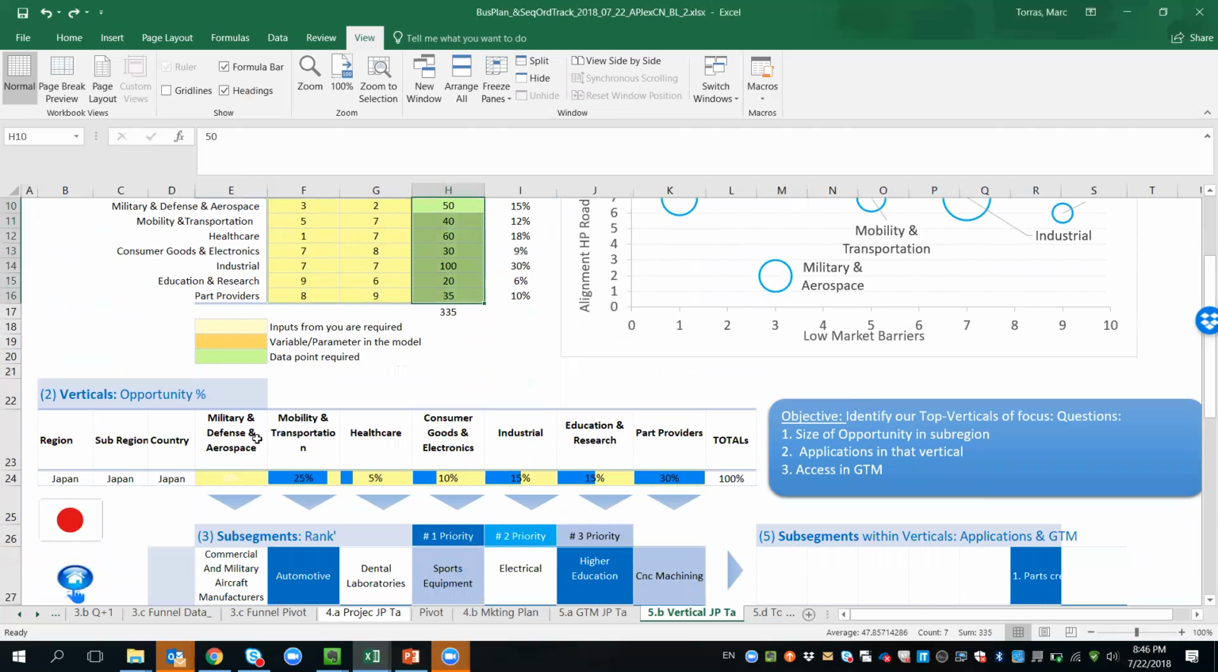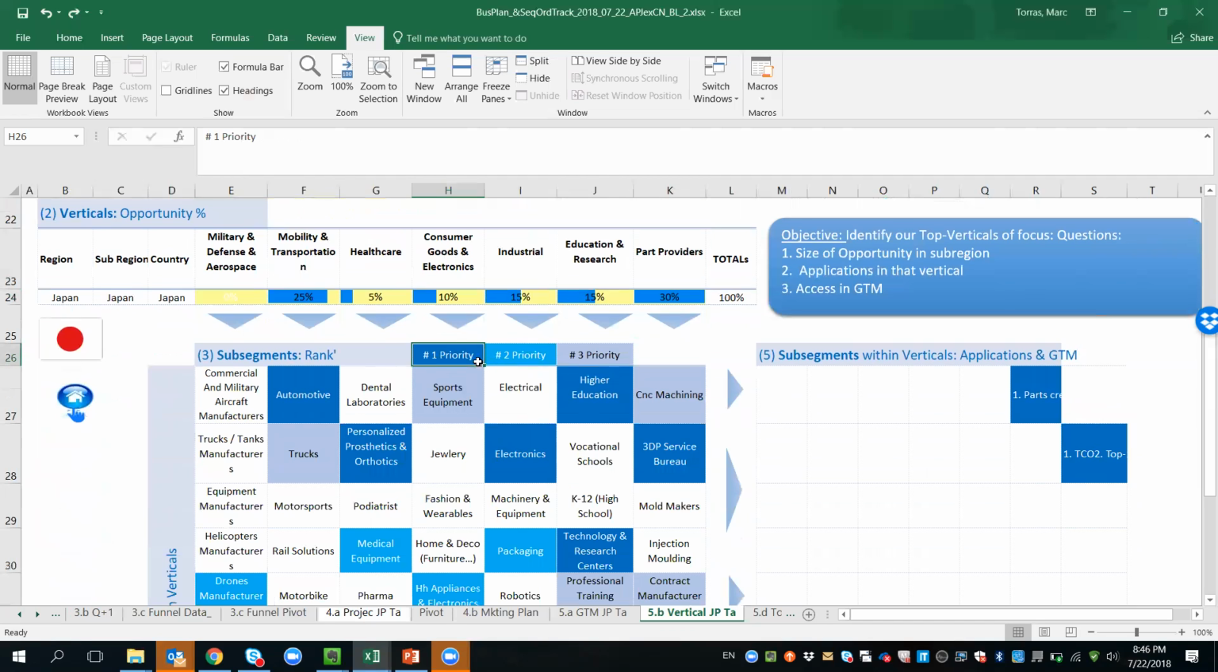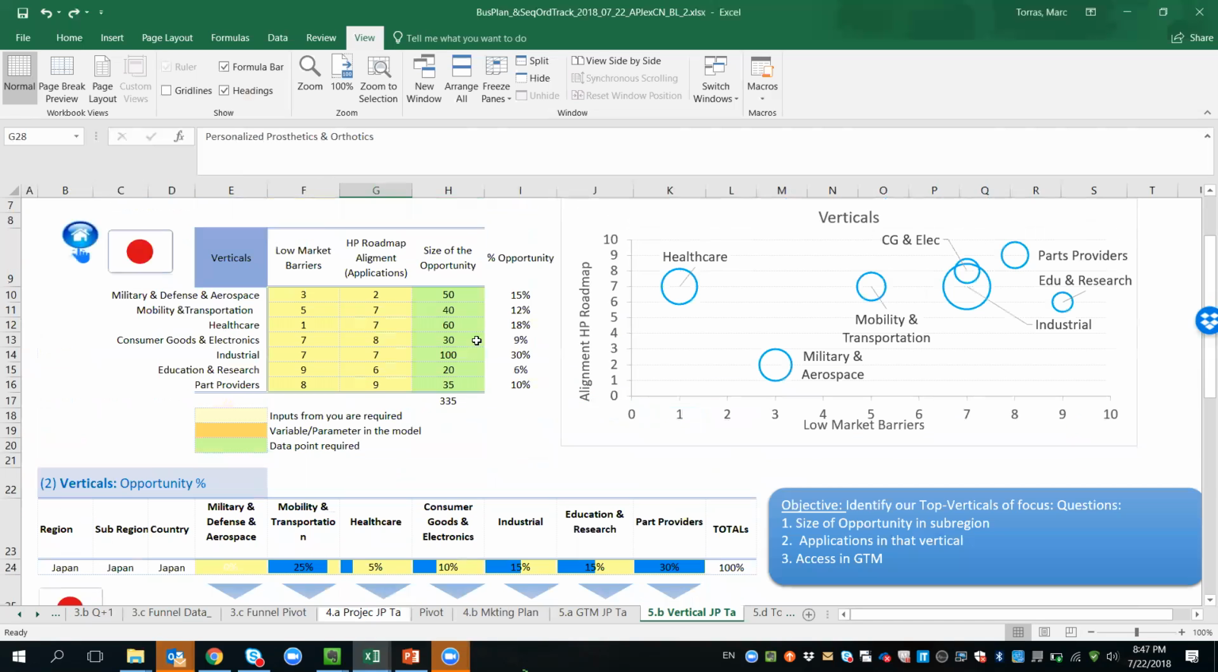This helps us also segmenting the vertical, saying, okay, this is the size of the opportunity in each case of the 100%. Where do we think the biggest part is? And then the sub-segments where we prioritize. So you see here the color priority number 1, priority number 2, priority number 3. Clearly, for example, service bureaus, number 1 priority. Our value proposition is very clearly a winner for that segment. This is clearly an area where we should be focusing: higher education, electronics, or automotive and personalized and prosthetics. These are the kind of areas that we're focusing on.